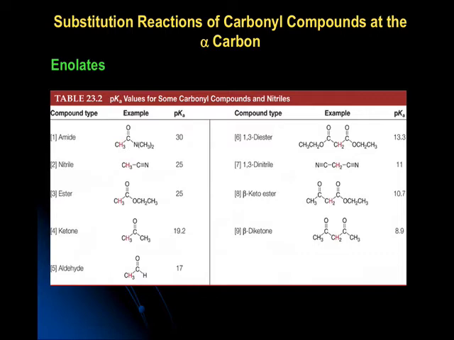Now, all of these are going to require relatively strong bases to completely generate the enolate. We're going to have bases that are higher in pKa than what we have here, right? And those are pretty strong bases, because we said that hydroxide's around 16.